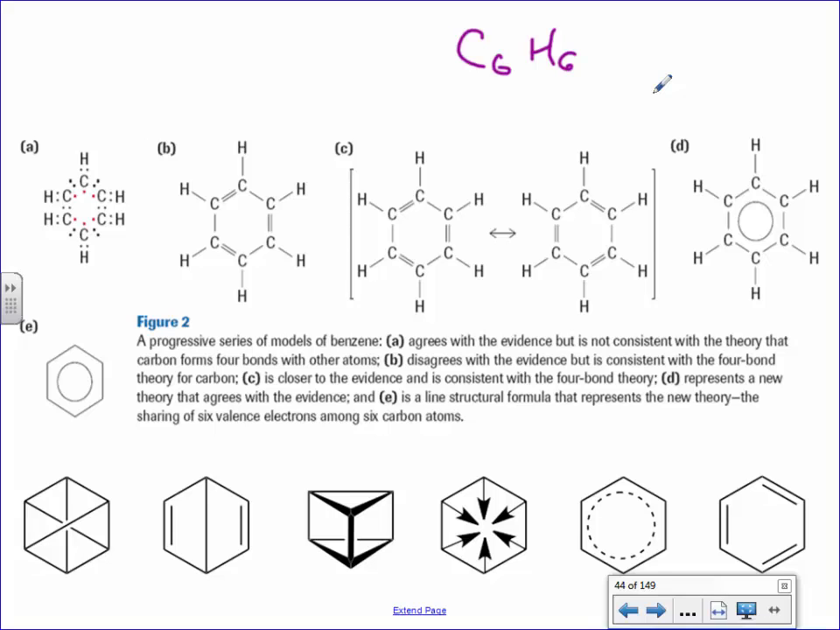I've got a couple of initial ideas as to how they did this. Here's one of them. They thought, well, let's put all 6 carbons in a circle, and then to each carbon, let's attach 1 hydrogen.